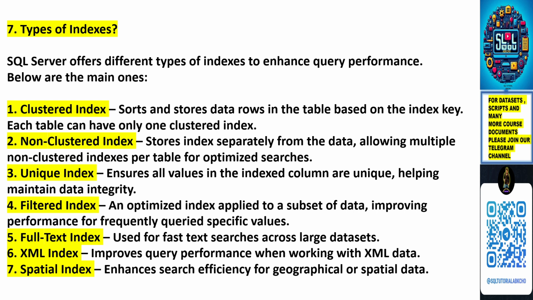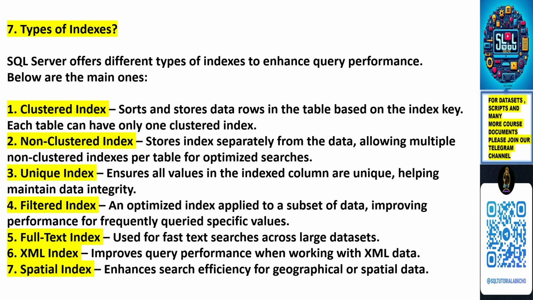Number one is the clustered index. It sorts and stores data rows in the table based on the index key, and each table can have only one clustered index. The second is the non-clustered index. It stores the index separately from the data, allowing multiple non-clustered indexes per table for optimized searches. The third index is the unique index. A unique index ensures all values in the indexed column are unique, helping maintain data integrity.